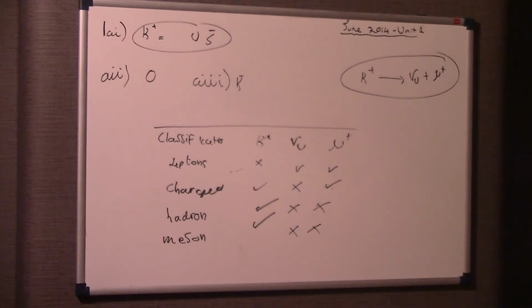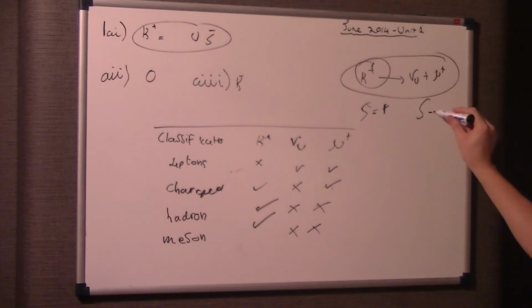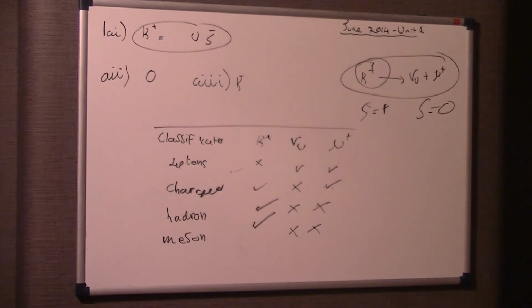And then what isn't conserved? Well, strangeness, because it's the strangeness of positive 1, and this has a strangeness of 0. Okay, so they're two things that you can say. They're the two things I would go for. I wouldn't worry about trying to get into any other ones because they are nice and simple.